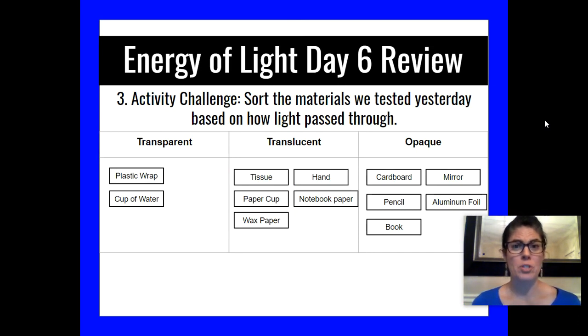After learning about the words transparent, translucent, and opaque, I challenged you to sort the materials based on how light passes through them. The two materials we were investigating that are transparent are plastic wrap and a cup of water. The materials that were translucent were tissue, paper cup, wax paper, your hand, and notebook paper. And the opaque objects were the cardboard, the pencil, the book, the mirror, and aluminum foil. How do your answers compare? If you put something in the wrong column, please go back and fix it today.